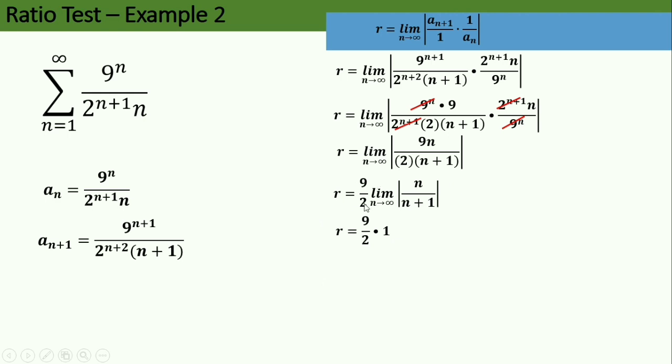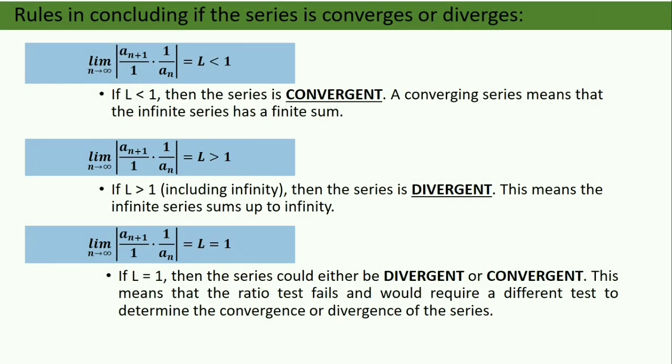Then, since naa man tay gibulag na 9 over 2, so, i-times na nato siya. So, 9 over 2 times 1 is also equals to 9 over 2. So, since our r is greater than 1, which is 9 over 2, therefore, our L is greater than 1. So, to conclude, we will use this rule. If L is greater than 1, including infinity, then the series is divergent. This means the infinite series sums up to infinity.